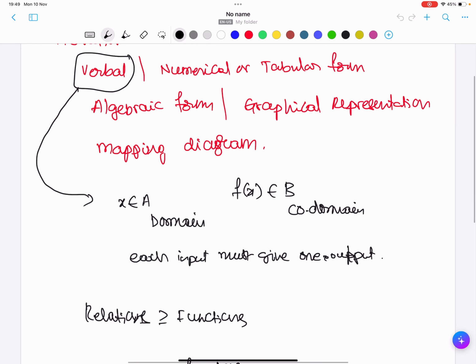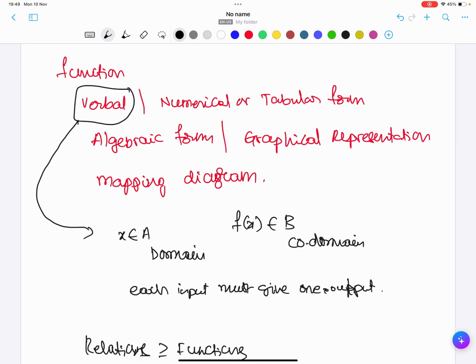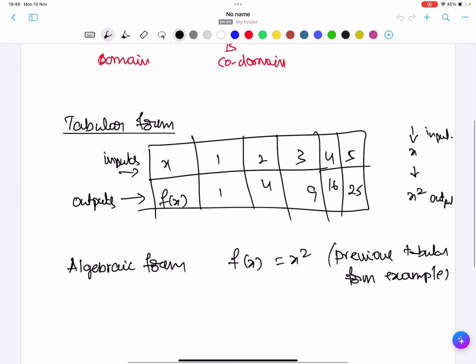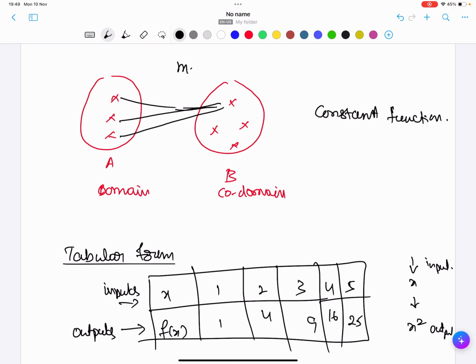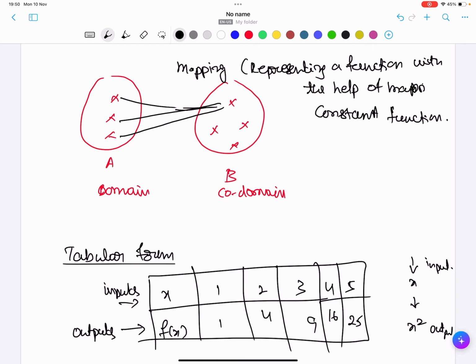We have seen how to represent numerically, verbally, algebraic form, and mapping, which I have referred to as a diagram. And then another one is the graphical representation. Mapping is actually the representation of a function using a mapping. So, this is how we are representing.